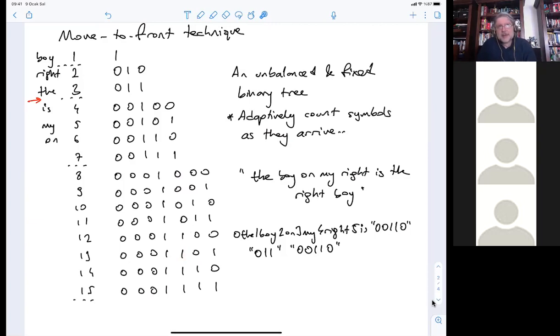And its implementation is maybe slightly more difficult than what we have for static code word generating algorithms such as Huffman coding or Shannon-Fano coding. But this is what the move to front technique is. And it is technically manageable, it's doable, and it's a good technique. People use it for several purposes.